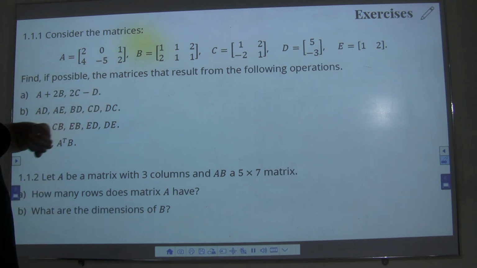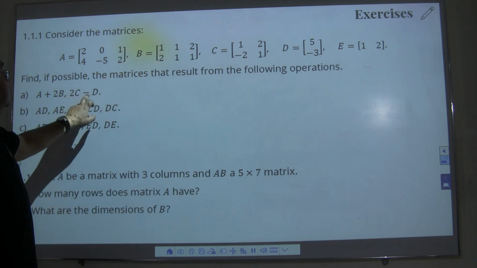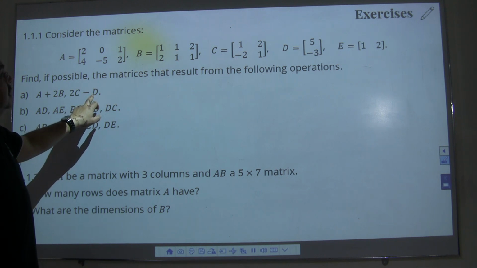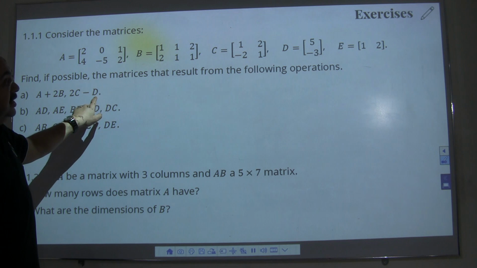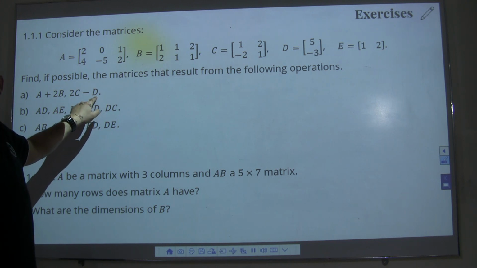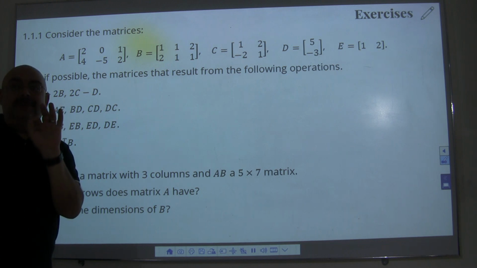These are the matrices that you can see. First of all, is this possible? A plus 2B? Yes. Why is it possible? They have the same dimension, so yes, we can do it. Okay, 2C minus D. Not possible. Why not possible? C is a 2 by 2 matrix, but D is a 2 by 1 matrix. You can't add them together or subtract them from each other. The condition is to have the same dimension.